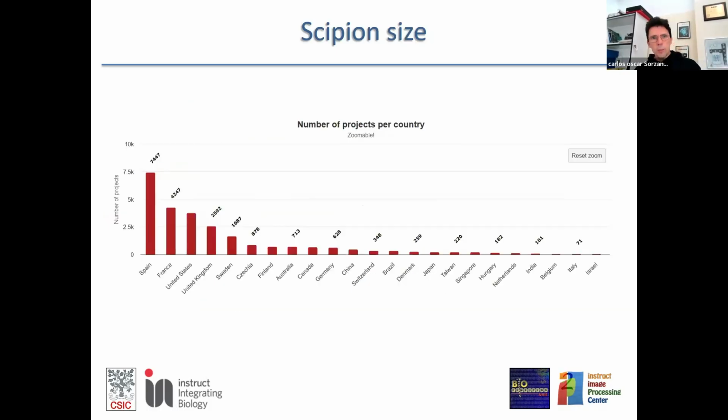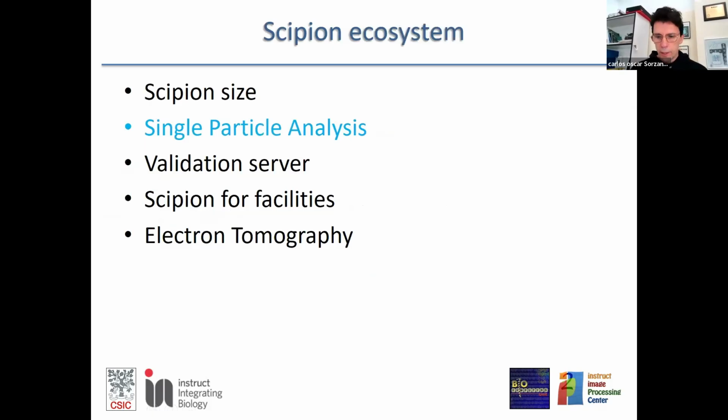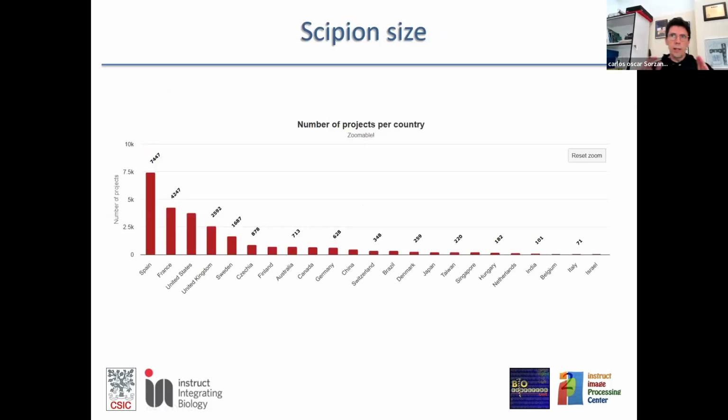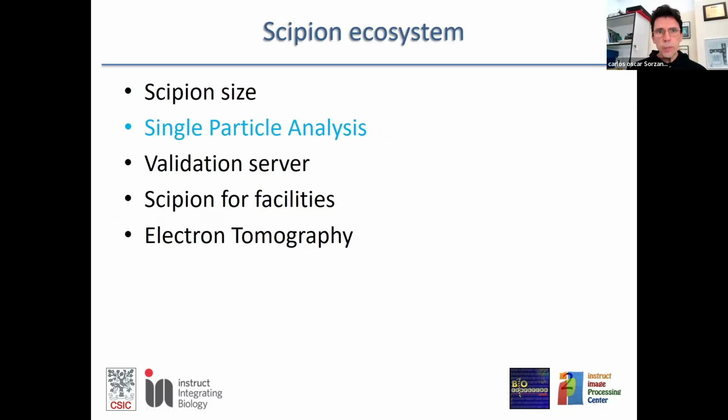Regarding the number of projects per country, because we are in Spain, many of the projects are coming from our surroundings, but you can see that the usual countries for research, France, United States, United Kingdom, also use it quite extensively. One project corresponds to one structure. So it is one analysis for getting a structure of a macromolecule.